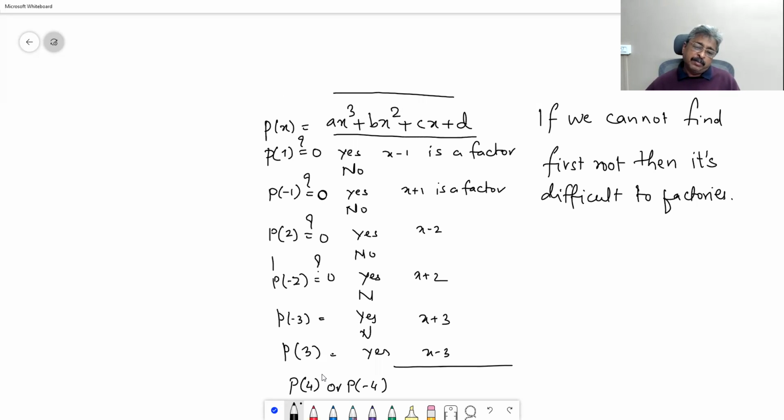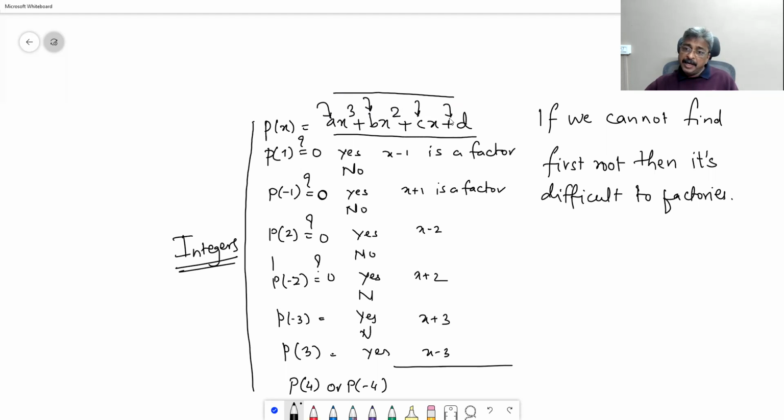If you get one of them using these methods, trial and error, then you can pull out that factor from the cubic, then the rest is quadratic, and you can factorize the quadratic further if it gets factorized. Otherwise, it is going to be difficult. So, this is as far as integers are concerned. These are all the testing that we have done for integers.